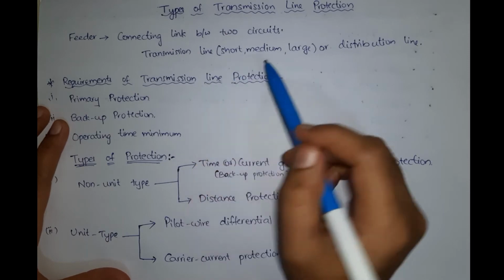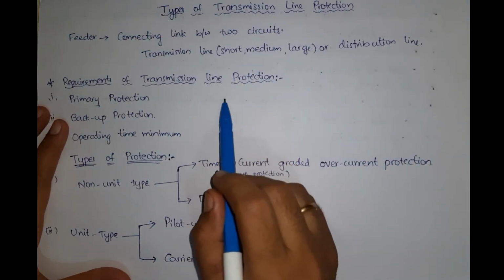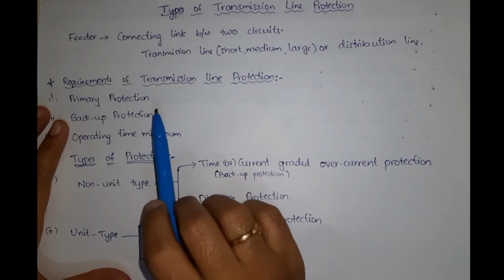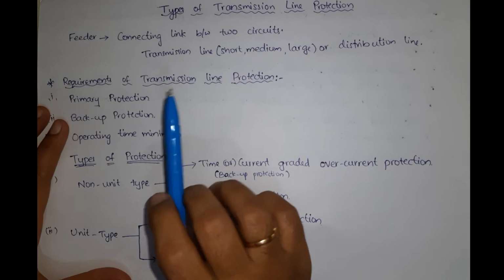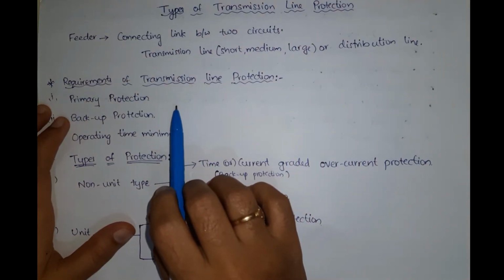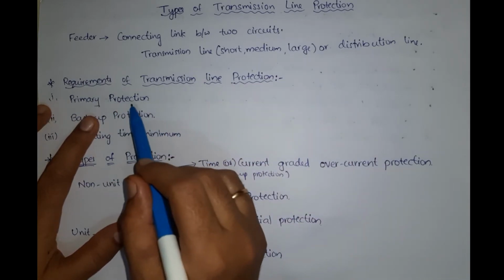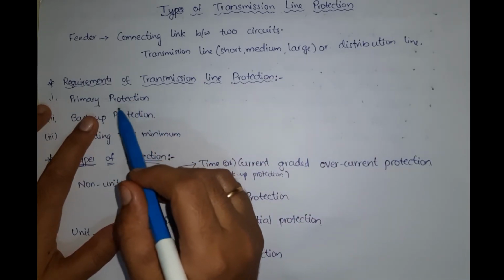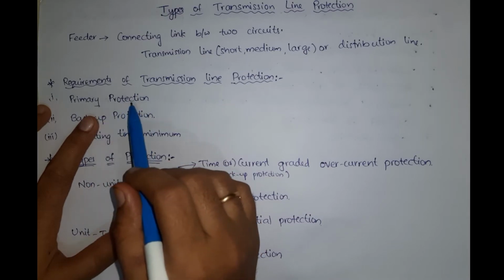The main requirement of protection of transmission lines is: if any short circuit occurs, the circuit breaker which is nearest to the fault should immediately open. The relay should work, or the circuit breaker should open. That is called primary protection. Whichever activates first in case of a fault is called primary protection.